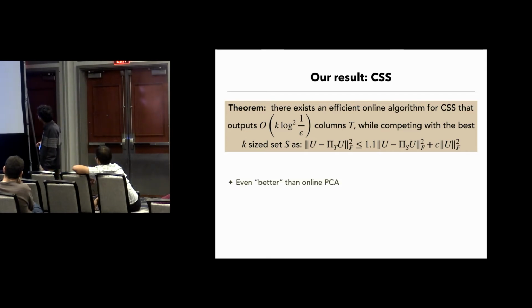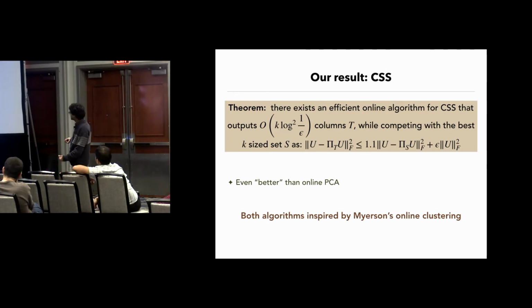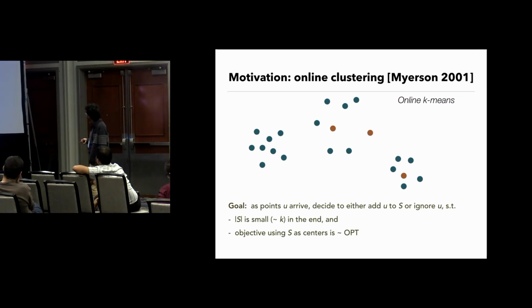All right, and like I was saying, both of these algorithms are inspired by Meyerson's algorithm for online clustering. So let me just mention this algorithm briefly. I'm guessing many of you might have seen it, but the problem is as follows. You have points u that arrive one by one, okay? And let's say your goal is k-means clustering. So you want to minimize the k-means objective.